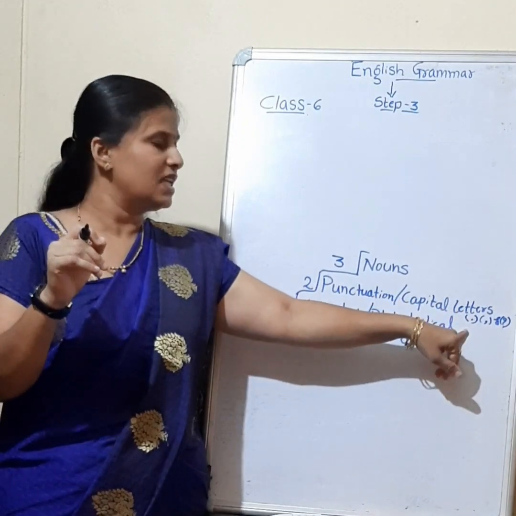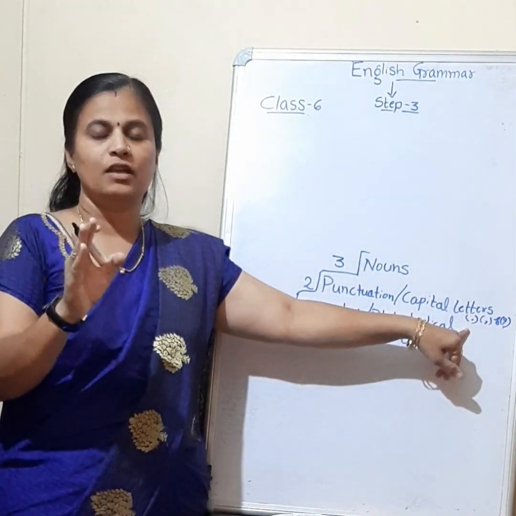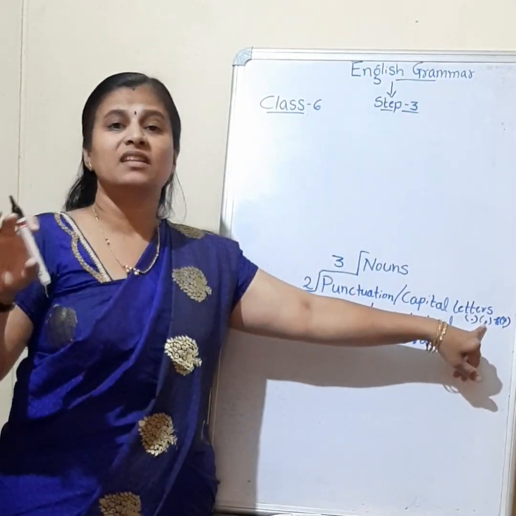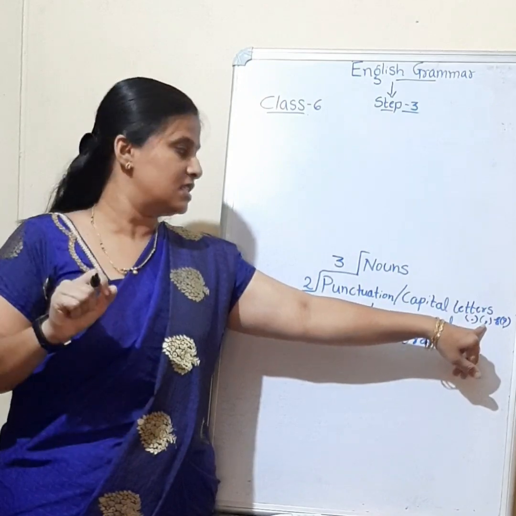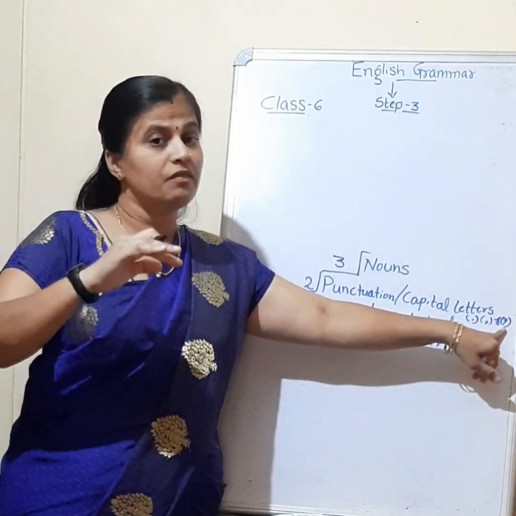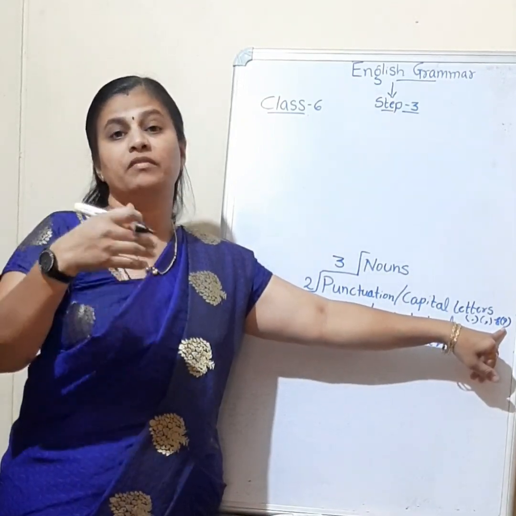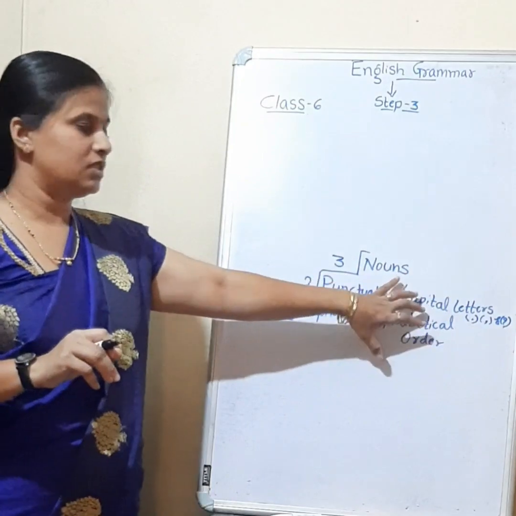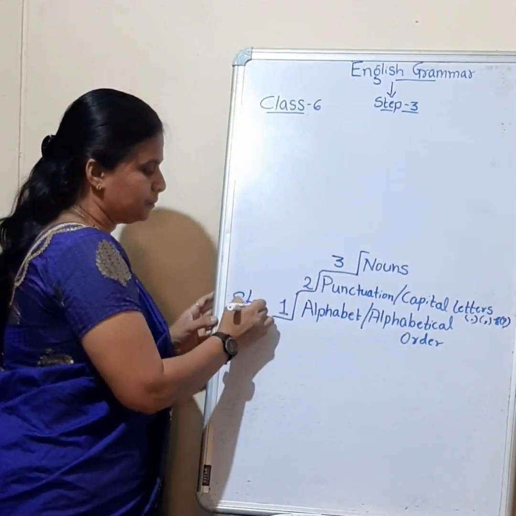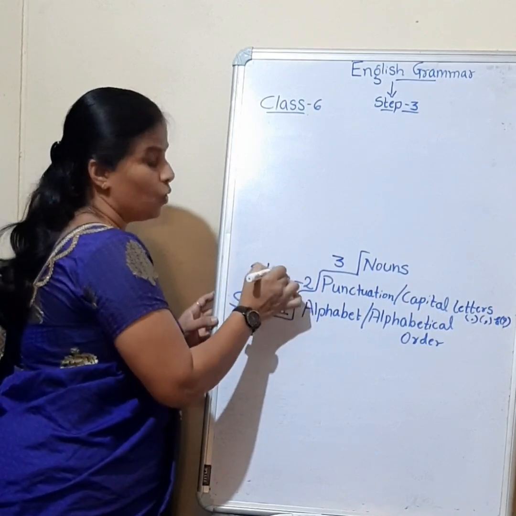Capital letters are also always used at the beginning of a sentence. The next thing is the full stop. We always use a full stop at the end of the sentence. A comma is used to separate things or to separate a list. The question mark is used when we are about to get some information from someone, or when we ask a question. These all things we have studied already in step number 1 as well as in step number 2.